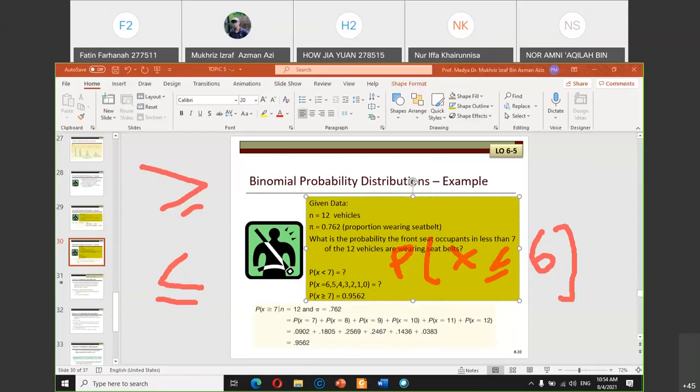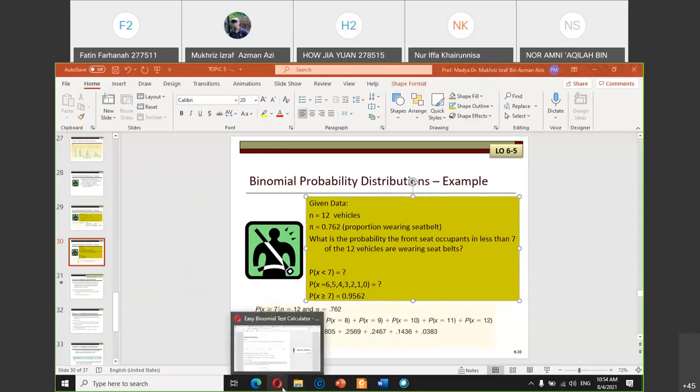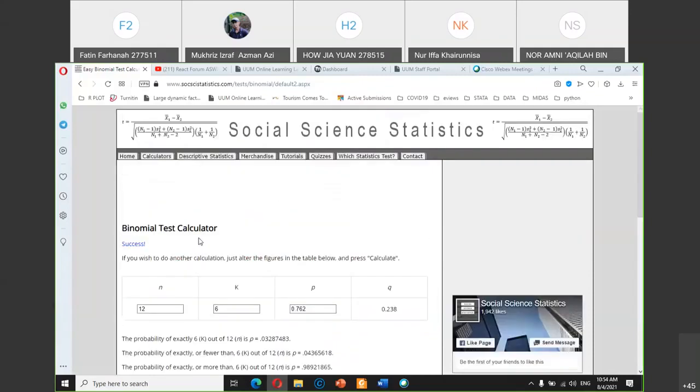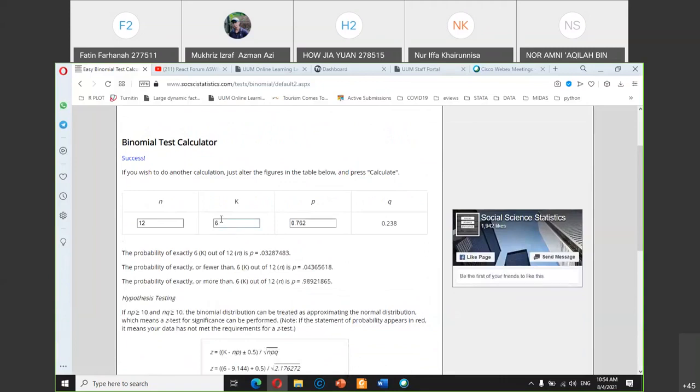So if you were to use the online tool, you need to put 6 here. Okay, so when you put 6, although you want to find less than 7, this first line is not relevant to you. What you want is this one, because this second line refers to 6 or less, less or equal to 6. Exactly or fewer. So it will be P(0.0436), because exactly or fewer means 6 and below. Exactly or more means at least 6, 6 and above.